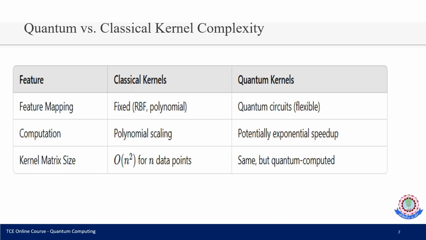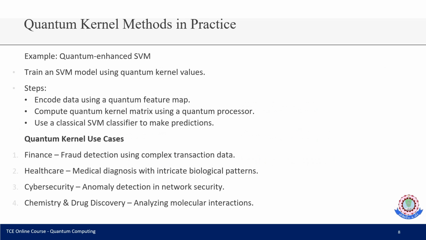Quantum versus classical kernel complexity. The first is feature mapping. With classical kernels, RBF and polynomial methods are used. For quantum kernels, quantum circuits are used, which are flexible. The next is computation, polynomial scaling. In quantum kernels we can potentially get a speedup. For the kernel matrix, the size is of order n squared for n data points, and for quantum kernels we can go with quantum computation.